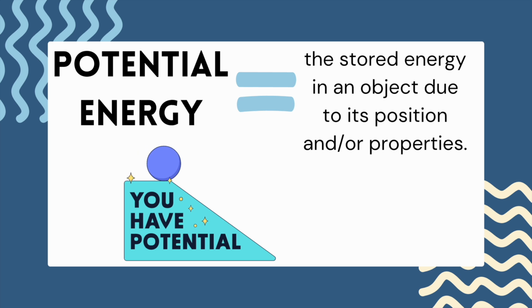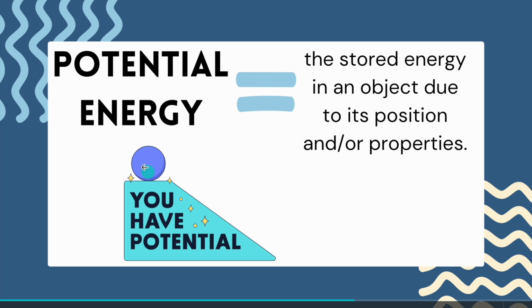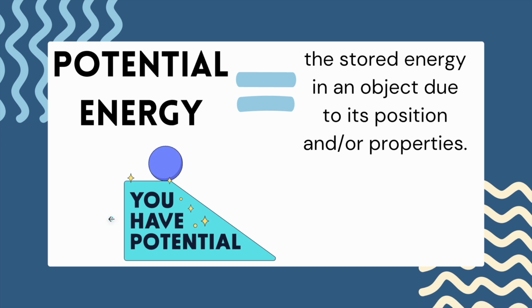The next type of energy that you may have heard of before is potential energy. And a classic definition would be the stored energy in an object due to its position and or properties. So you can see here in my little picture, I've got a ball and it's showing that that ball has potential energy. You have potential, it's cute, because the ball is ready to move down the hill. So that is based on its potential. We call that potential energy.